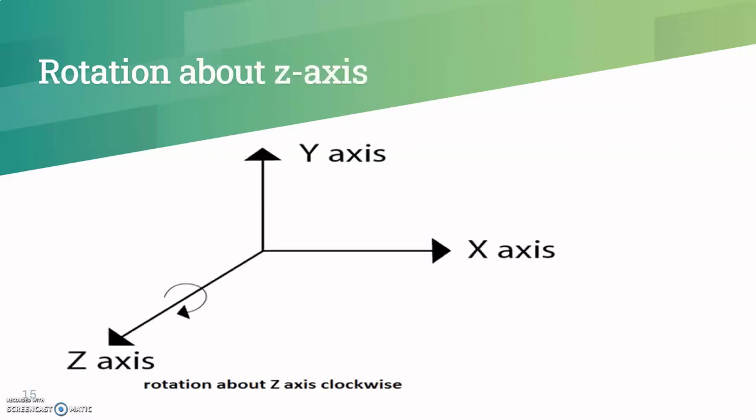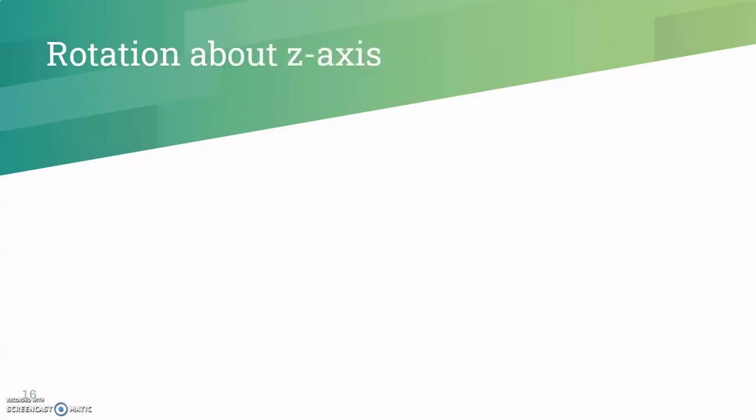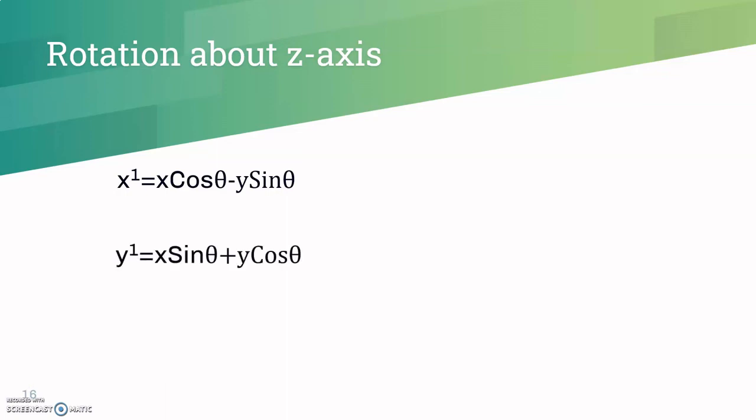So first is the rotation about z axis. This is a rotation about z axis in clockwise direction. Okay. Then this is the equation for rotation about z axis. So x1 equal to x cos theta minus y sin theta. y1 is equal to x sin theta plus y cos theta, and z dash is equal to z because we are rotating it about z axis. So the z axis remains the same.